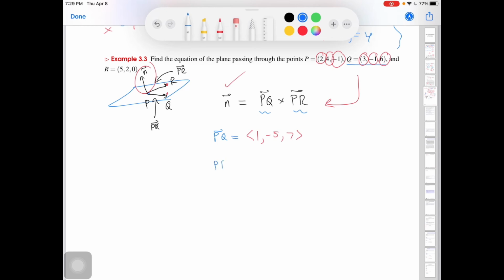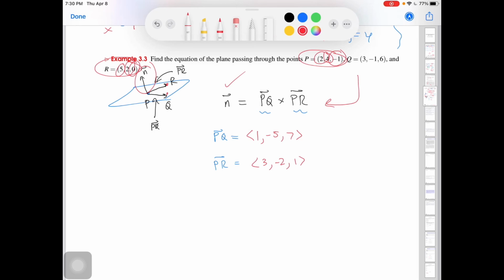And then we have PR, and let's see what that looks like. So we are going to now use P and our R point. Okay, so the X component 5 minus 2, so that's 3. Y component's 2 minus 4, negative 2. And then 0 minus negative 1, so 1. Okay, so we have our PQ and PR vectors.